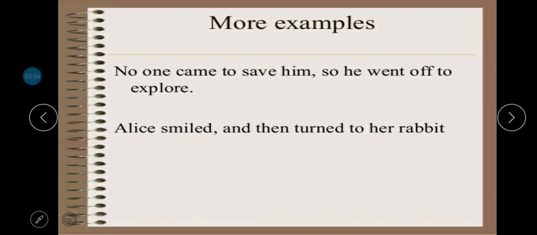Let's see some more examples of conjunctions. No one came to save him, so he went off to explore. Alice smiled and then returned to her rabbit. So here, so is the conjunction, and in sentence 2, and is the conjunction, as they both are joining two sentences.